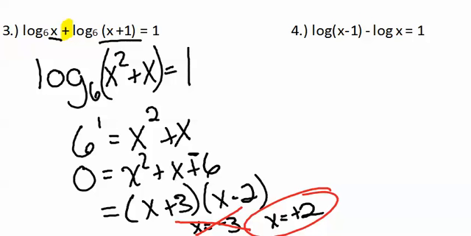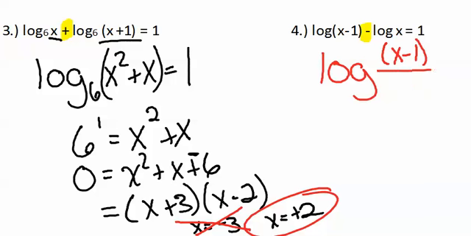And finally, our last question, we're going to take a look at log of x minus 1 minus log of x equals 1. Now, with the minus sign, that's going to imply that it is the quotient property. So we're going to do log of x minus 1 over x, and that's going to equal 1. It's implied that it's a base 10, so we're going to change this logarithmic equation to exponential. So it's going to be 10 to the first power equals x minus 1 over x.